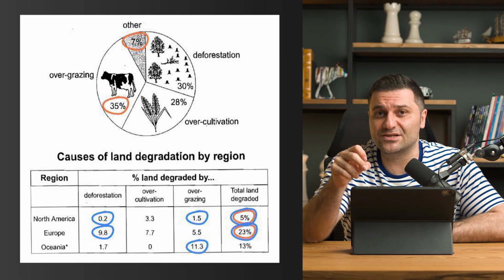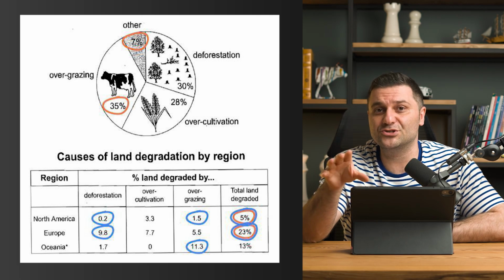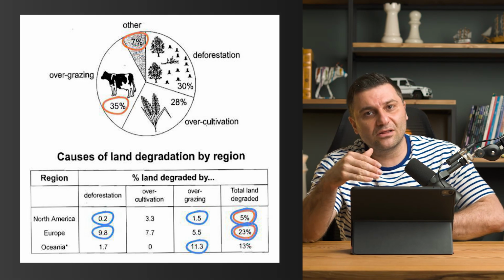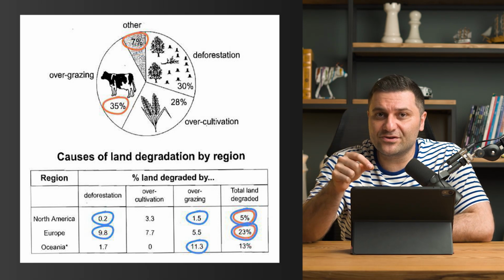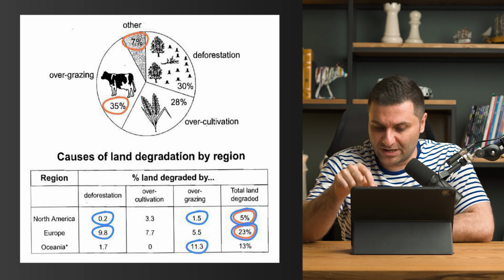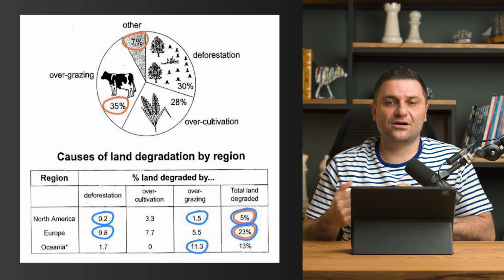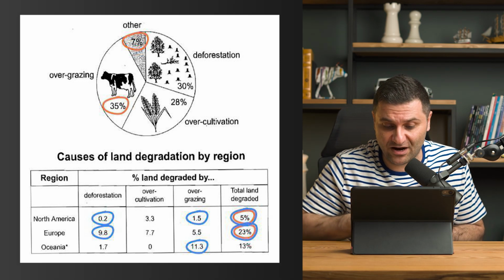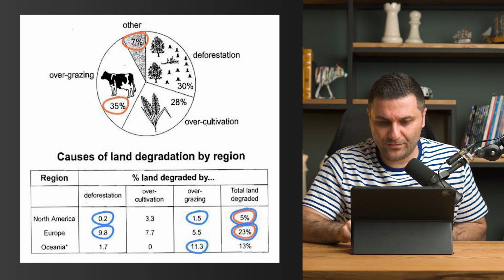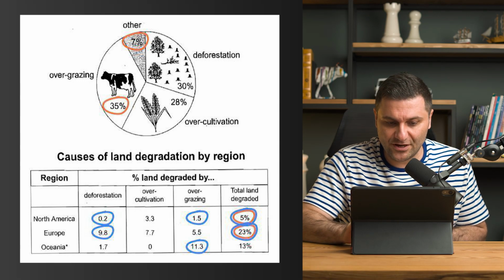Another striking difference is in overgrazing, which in North America stood at around 1.5, while in Oceania it was around 11.3. And another striking difference is in total land degraded, which is 5% in North America and 23% in Europe. This is the kind of striking difference that we may find when talking about mixed charts or comparative charts or graphs. So we know how to find key information.